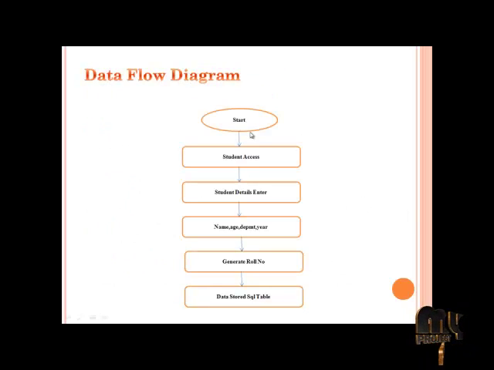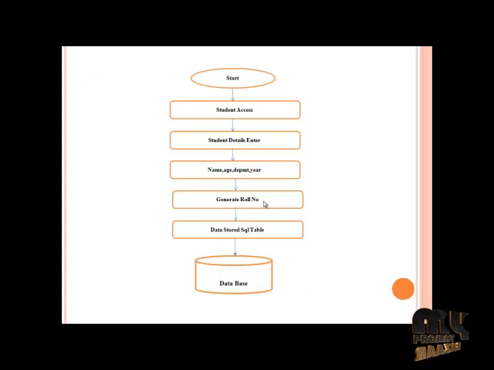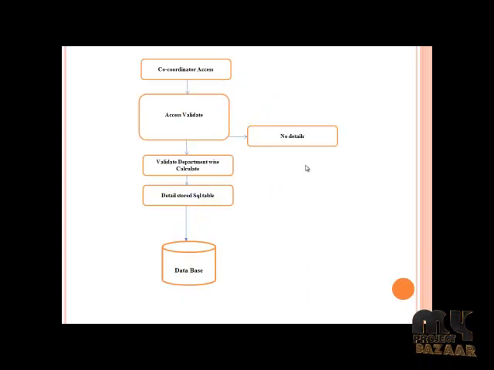This is the first step of a project. When the process started, the student will access the process. He can view the detail and he can view the information of his personal detail like roll number, name, register number, etc. It will be stored in a database. The next one is calculation access. Where if an access is valid, it will come to the valid department wise calculation. Otherwise it will skip to no details.